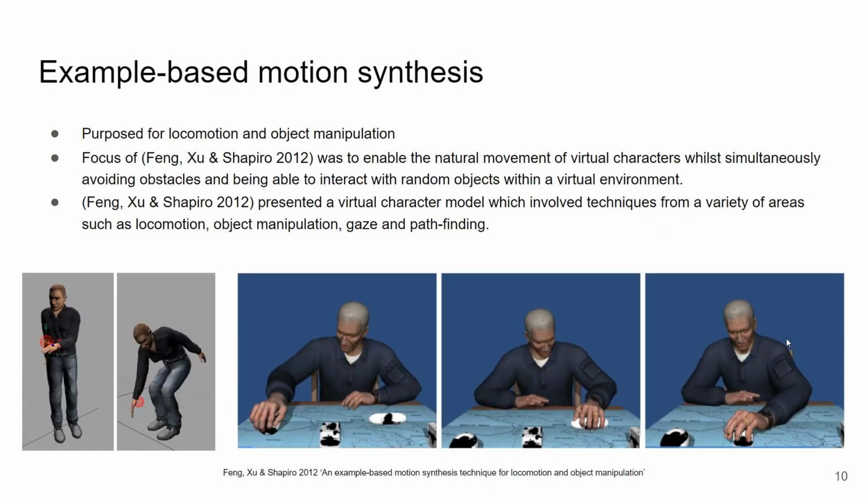Example-based motion synthesis. The focus of Feng Shui and Shapiro was to enable the natural movement of virtual characters while simultaneously avoiding obstacles and being able to interact with random objects within a virtual environment.